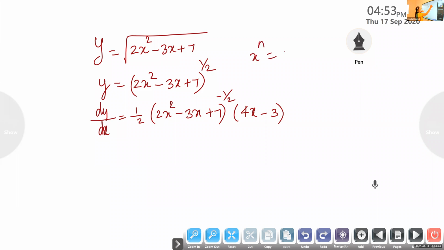What is the formula? The derivative of x raised to n is n x raised to n minus 1. The power is half, so half into, we write the base as such. Reduce the power by 1: half minus 1, which is minus half, into the derivative of 2x squared minus 3x plus 7, which is 4x minus 3. So that is the same as half into 4x minus 3 into 2x squared minus 3x plus 7 whole raised to minus half.